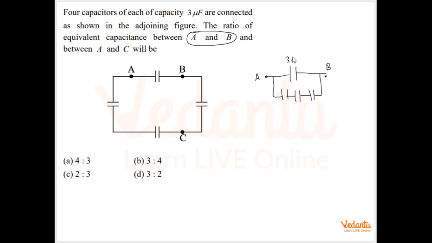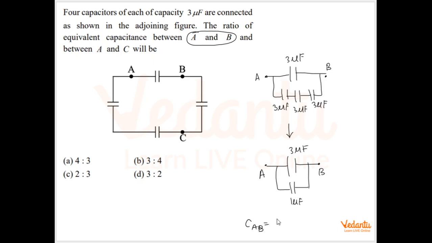Now each of them has capacitance 3 microfarad. Correct? So I can very easily calculate the equivalent capacitance. This will just become 3 microfarad and in parallel 1 microfarad, which gives me the equivalent capacitance CAB as 4 microfarads. Similarly, I will redraw the circuit for A and C, and this time I will forget about B.